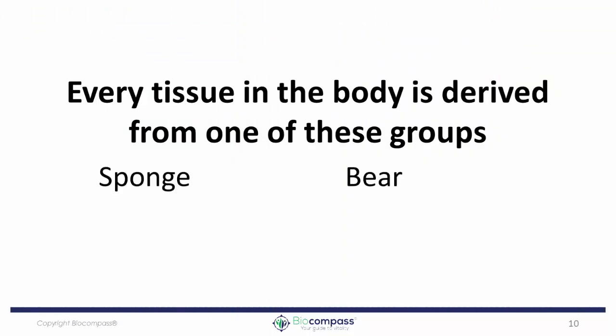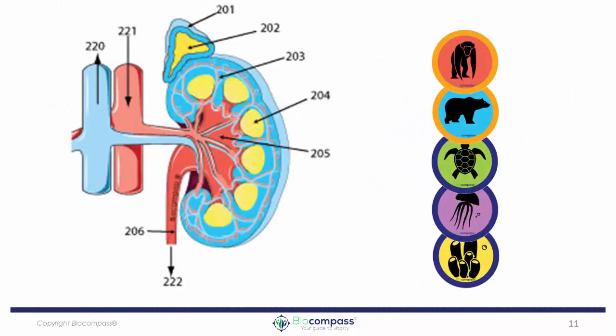of these groups. The sponge brain, the bear brain, the jellyfish, the chimp, the turtle. All of these icons, elements, sponge, jelly, turtle, bear, and chimp, are types of tissues. So now we can take a look at the kidney again. The yellow squares are sponge tissue, meaning in the adaptation phase, cell plus.